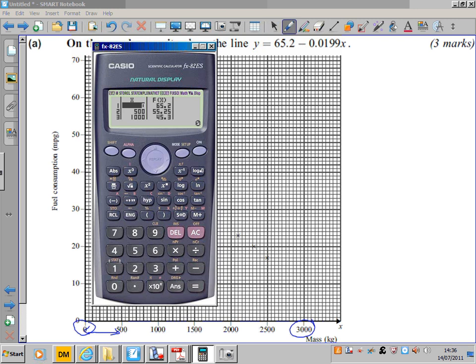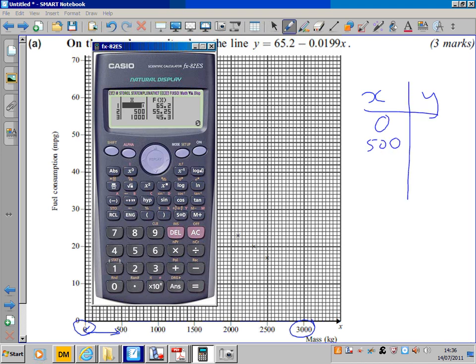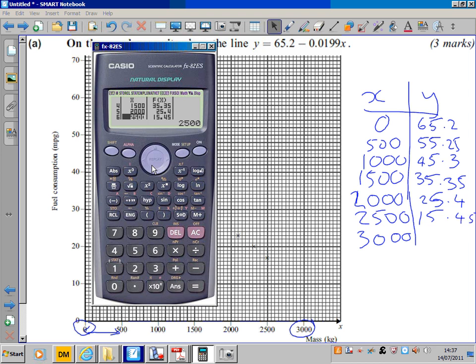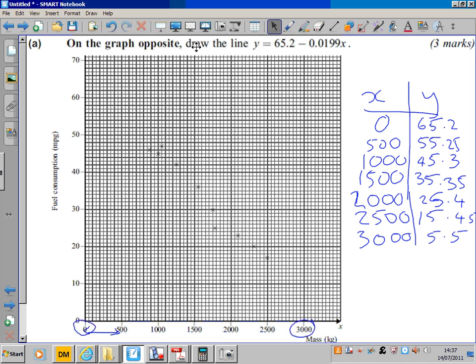And it's a good idea to copy down the table onto the sheet. So we'll do that. X and then Y. So X is going from 0 up to 3,000. And then the y values we copy from the table, which is the right-hand column. And make sure you use the scroll down button on the calculator to get the other values. And just one more, 5.5.